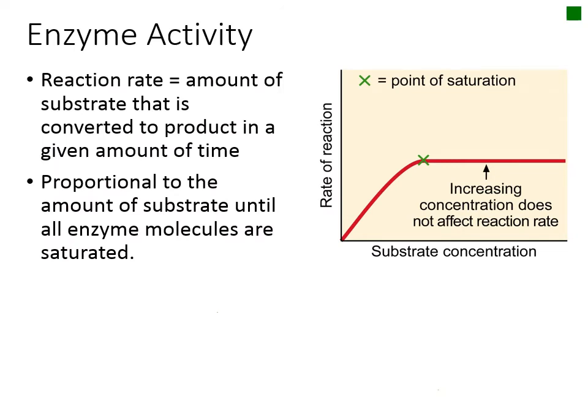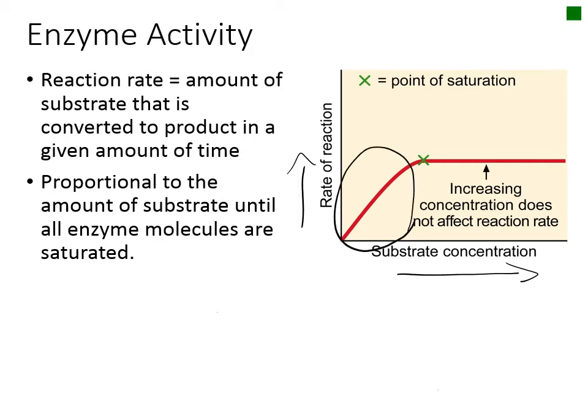Enzyme activity, or the reaction rate, is defined as the amount of substrate that can be converted to product in a given amount of time. As you can see in this graph, as the amount of substrate increases, the rate of the reaction increases for a time.